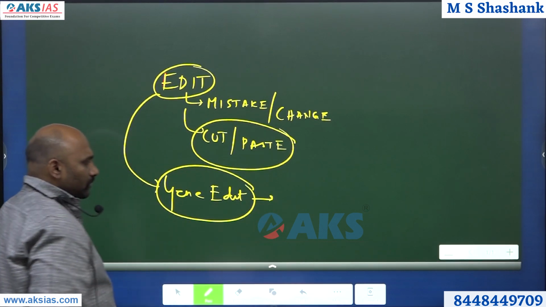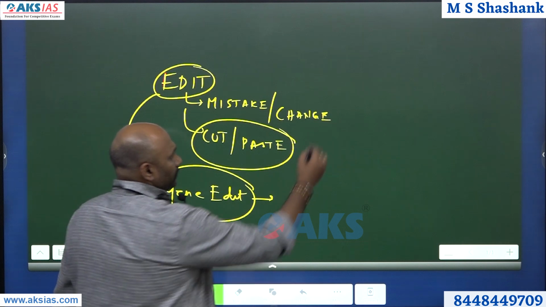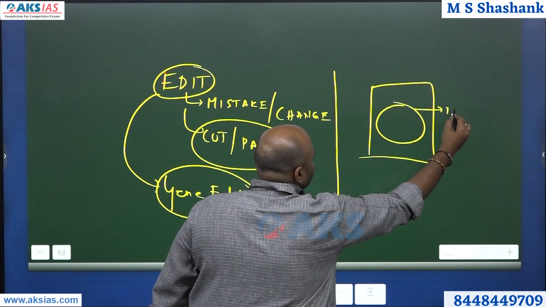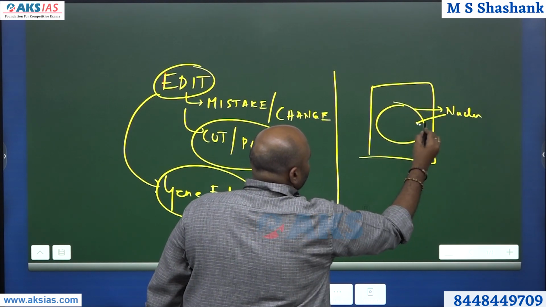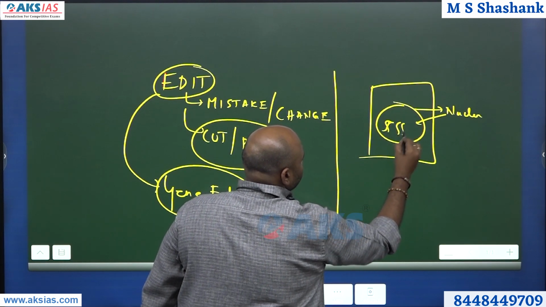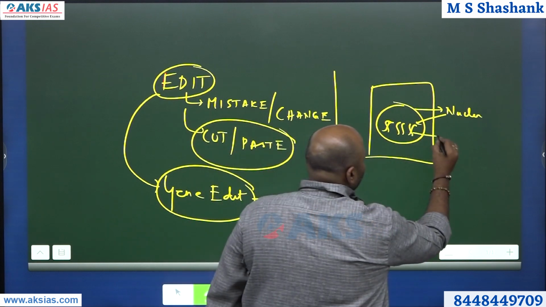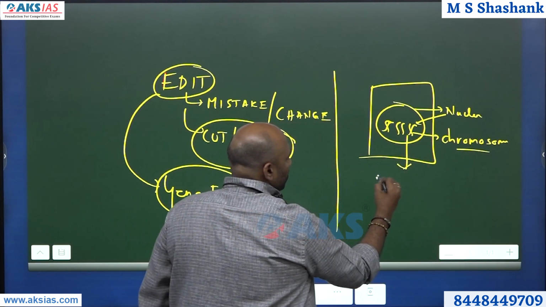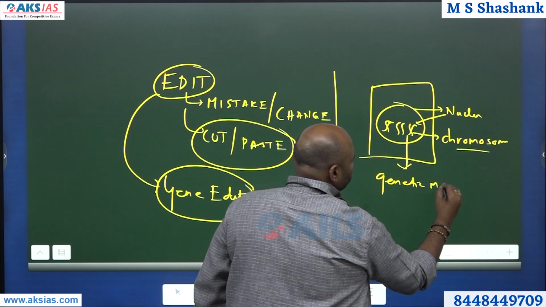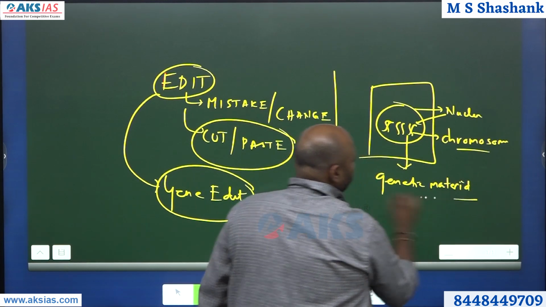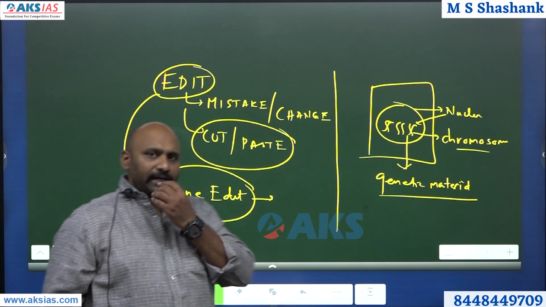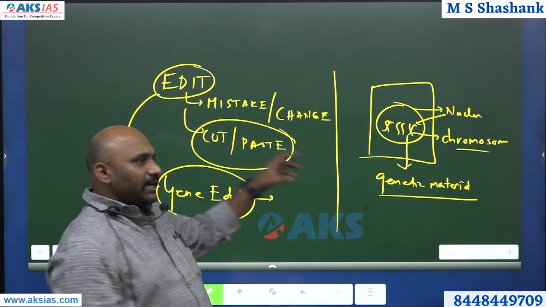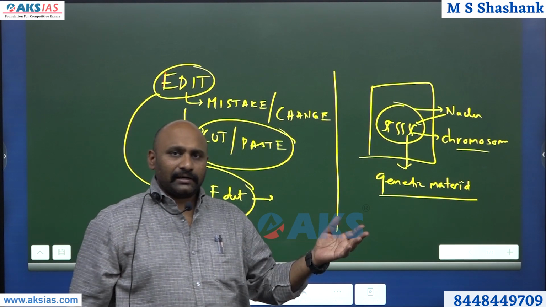The concept is very simple. For example, if this is your cell, inside the cell you have a nucleus. In the nucleus you will have sets of chromosomes. So these are all chromosomes. Now these chromosomes are the genetic material. If there is any disease, for example sickle cell anemia, which has been recently in the news, you can use this gene editing process to fundamentally clear that kind of disease.